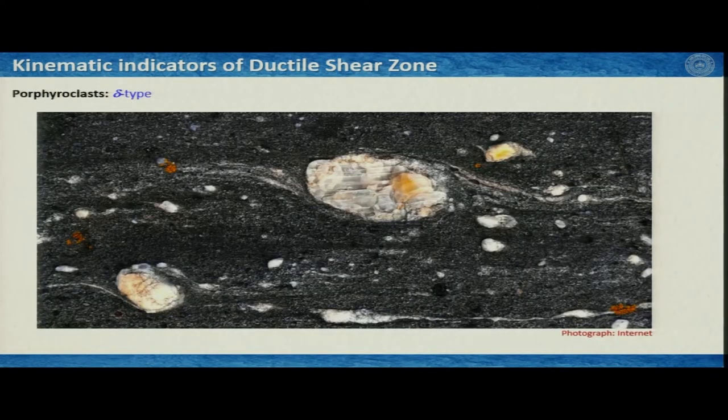You can also see some very nice images. This one we also have seen, and I let you decide what is the sense of shear. First you figure out the clast, then tail structure, you figure out the embayment, and then you see the sense of rotation, and after that you can also see the step over with respect to the reference line, and then you figure out what is the sense of shear. You have two examples here, one is this one and another is this one.